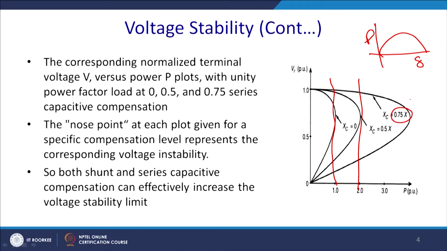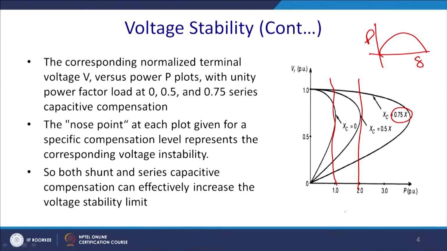Thus, the power handling capability of this line increases. But you can see one thing here: the value of the voltage does not increase. So, the receiving end voltage will remain the same, but the power handling capability will increase. This is one of the biggest advantages of it.